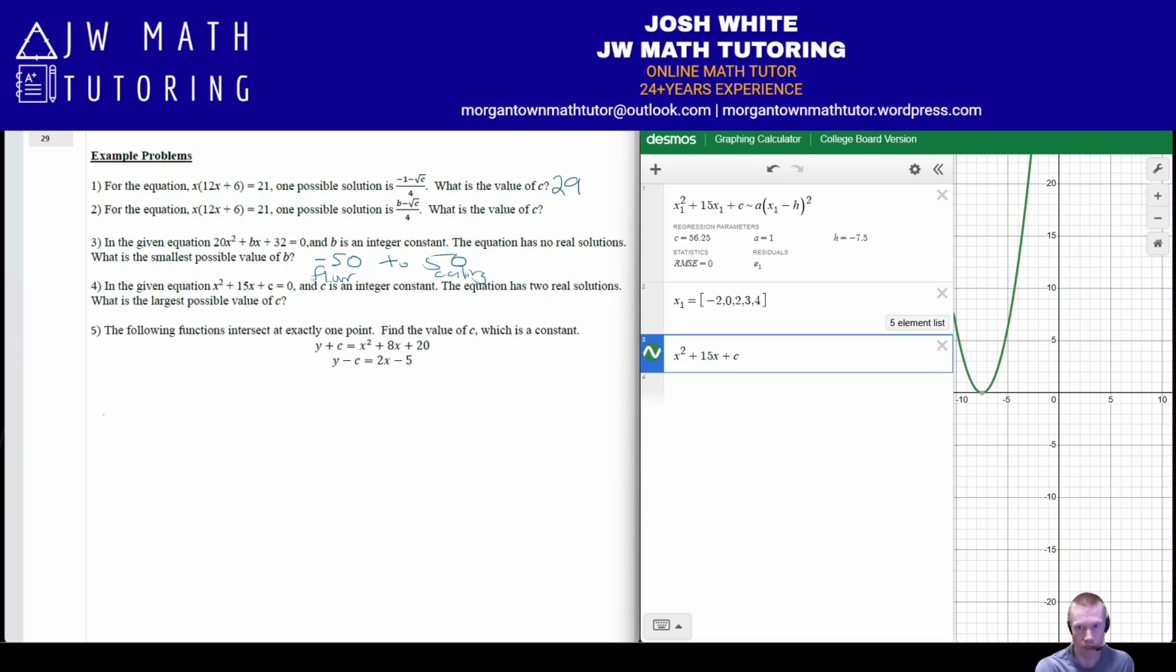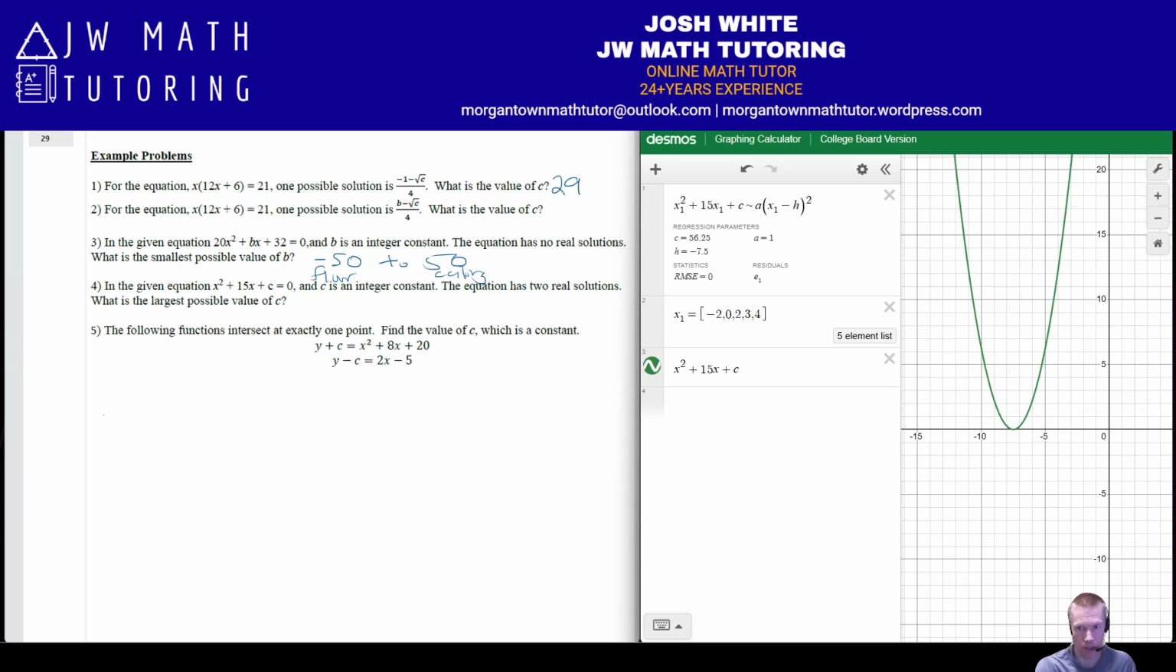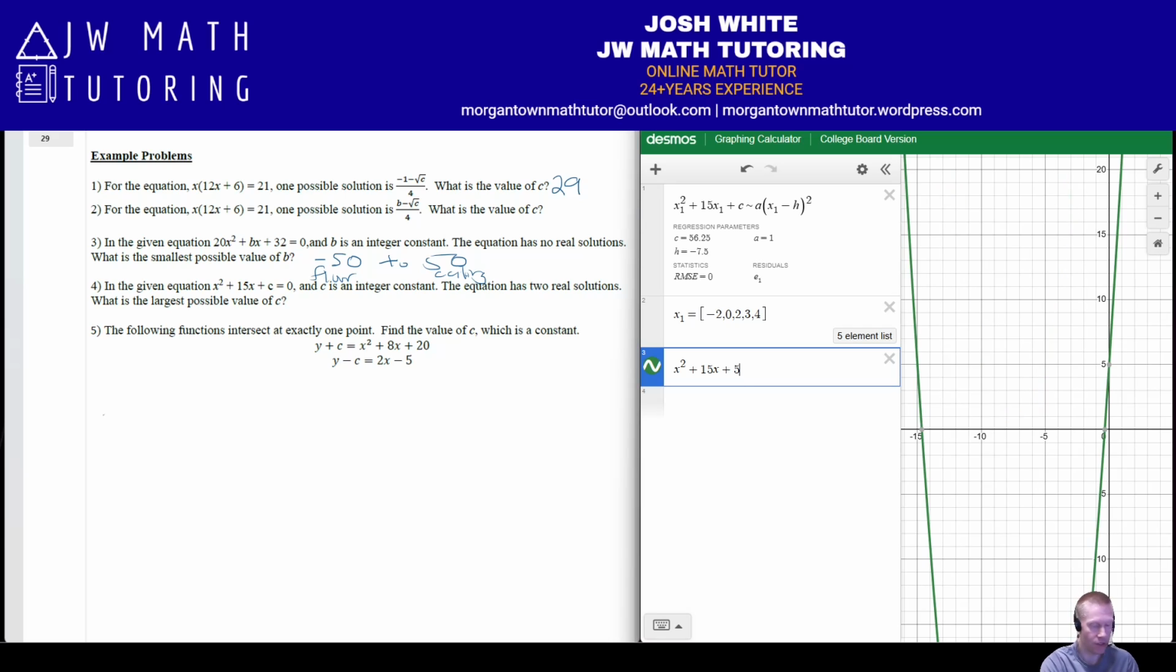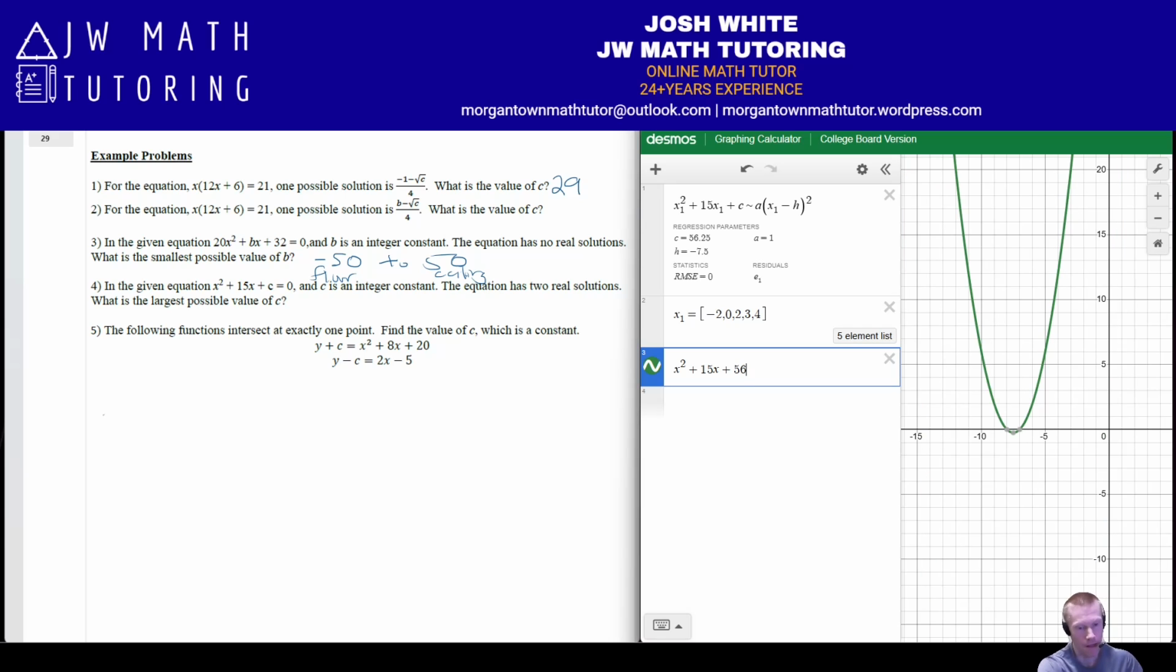All right, so we can see right here with the c value, it's right on the x-axis. It's exactly one solution. Now let's lower it to 56. Okay, and we can see it goes below. We have two real solutions here. And if we went the other direction at 57, there's no real solution. So as you increase it above 56.25, no real solutions. As you decrease it below 56.25, two real solutions. So the largest possible value of c will be 56.